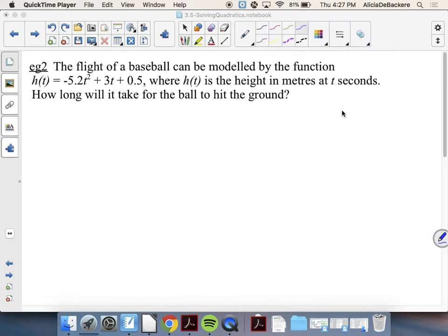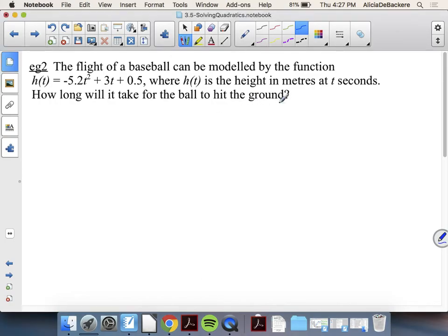Now, when I'm asking how long will it take for the ball to hit the ground, we have to think about what I know about this equation if the ball is hitting the ground. Well, this equation is in terms of height and time. I don't know the time when it hits the ground. That's actually what they're asking me to find. So you might try to write down what am I given and what am I trying to find? I'm trying to find the time, the t value.